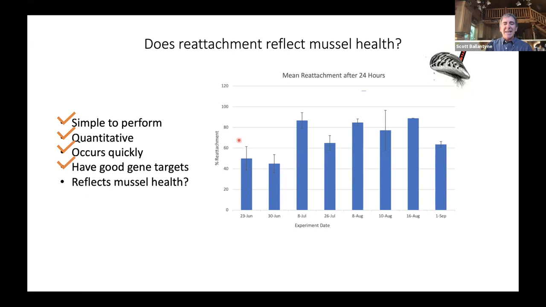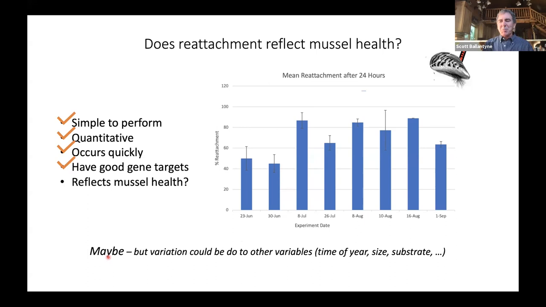And so Lindsay and Margaret and I have been playing zebra mussel Yahtzee all summer long. And this just shows the amount of attachment that each of the controls gave us. And the point I'm trying to make is that they're not all the same, right? There's variation. And that variation could reflect differences in mussel health between those. But the problem is, that wasn't the purpose of these experiments, right? So there's other variables. These mussels were collected at different times. They weren't always the same size. They're on different substrates. And so it could be one of those other variables that's causing this bounce. So I wanted to do a more carefully controlled experiment to get at whether this reattachment really was reflecting mussel health.